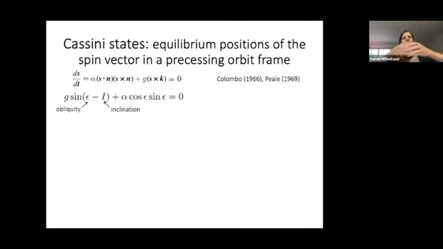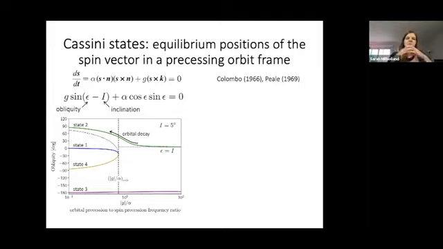So in this precessing orbit frame of a planet, Cassini states are the equilibrium positions of the spin vector in that precessing orbit frame. Basically, if you're in this rotating frame, they are the positions where the spin vector is fixed, so dS/dt equals 0. And this condition can be written as this simple expression here, where G and alpha are those frequencies of orbital precession and spin precession I defined earlier. Epsilon is the obliquity and I is the inclination.